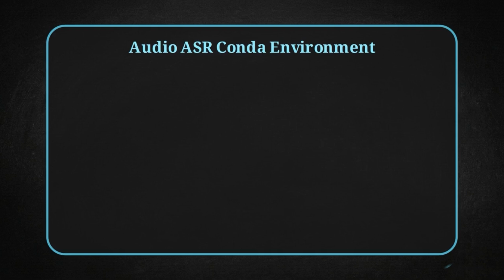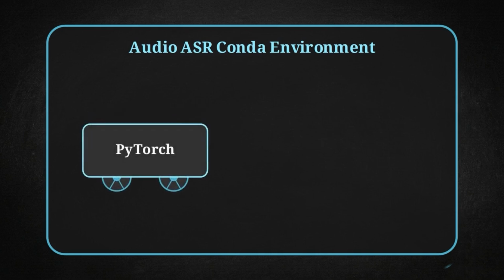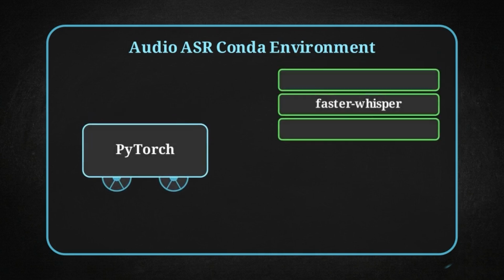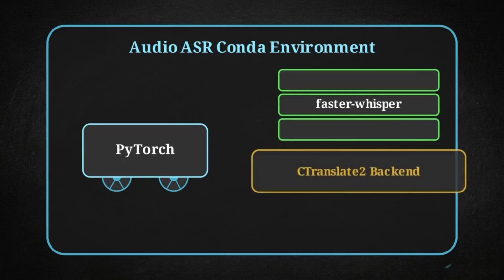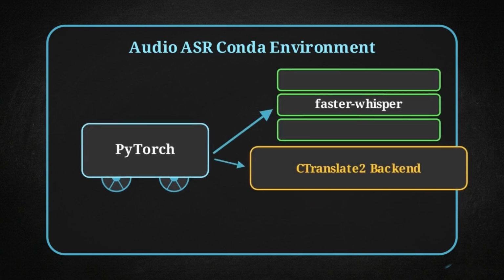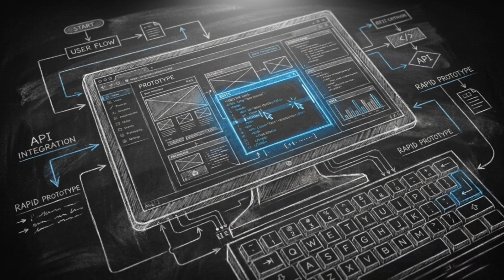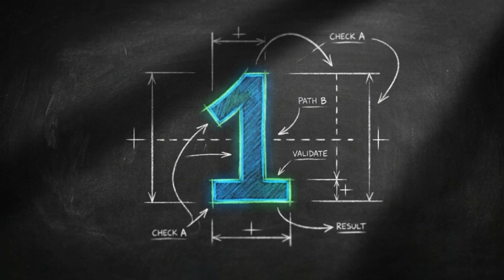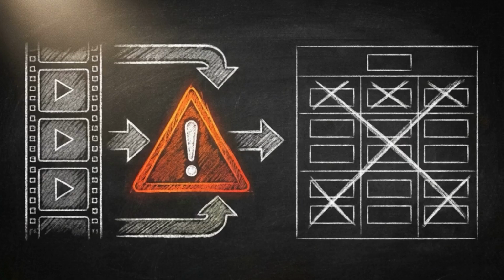Inside this secure audio-asr container, we install the PyTorch CUDA wheels and the faster-whisper stack driven by the CTranslate2 backend. Before moving forward, run a quick Python script to check your CUDA device count. You need to see a 1 to confirm your graphics card is actually detected. If the terminal returns a 0 or throws missing DLL errors, your GPU is invisible to the software.